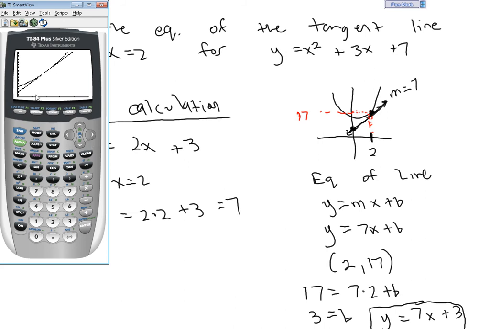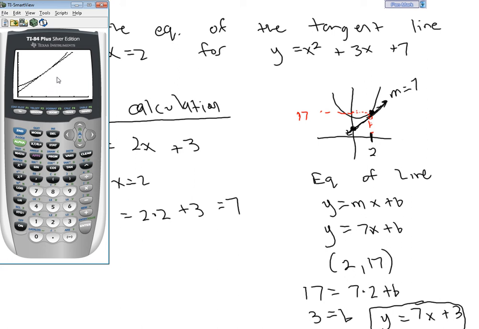So there it is. It's kind of hard to see because it looks like it touches at multiple points, but it's just the scaling on our calculator that makes it look that way. So x equals 2, y equals 17. That line satisfies meeting that point. And it also has a slope of 7, so it indicates that that's the rate of change.